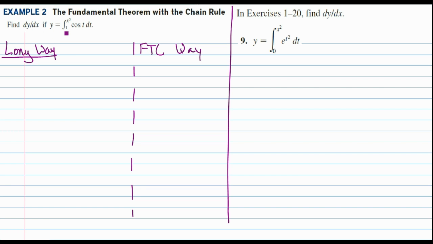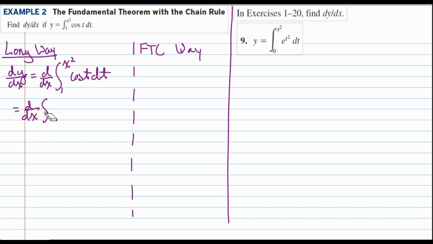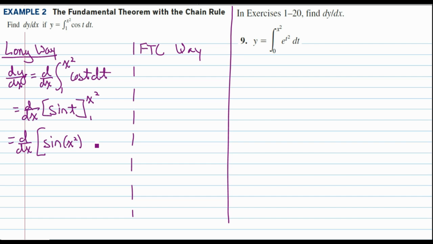Well, y is an antiderivative, so if we find dy/dx, that's going to be the derivative of the antiderivative from 1 to x squared of the cosine of t dt. Well, I know that the antiderivative of cosine of t is sine of t, so we're still going to take the derivative eventually of sine of t, but we're going to evaluate that from 1 to x squared, which means I'm looking for the sine of x squared minus the sine of 1. Okay. So I'm taking the derivative of each of those.